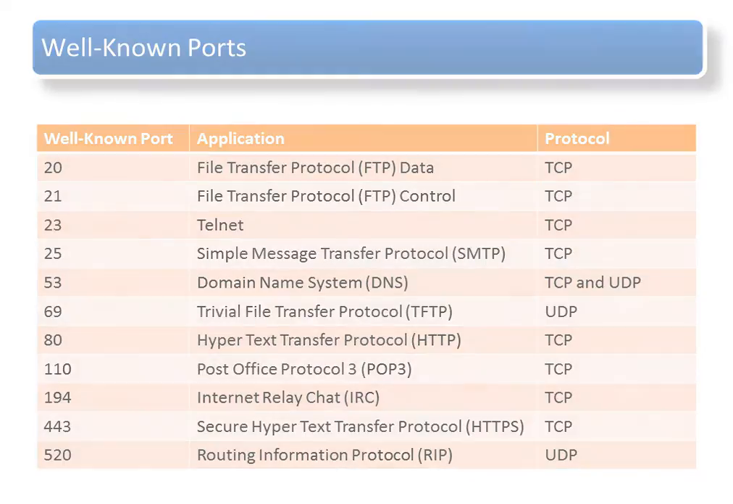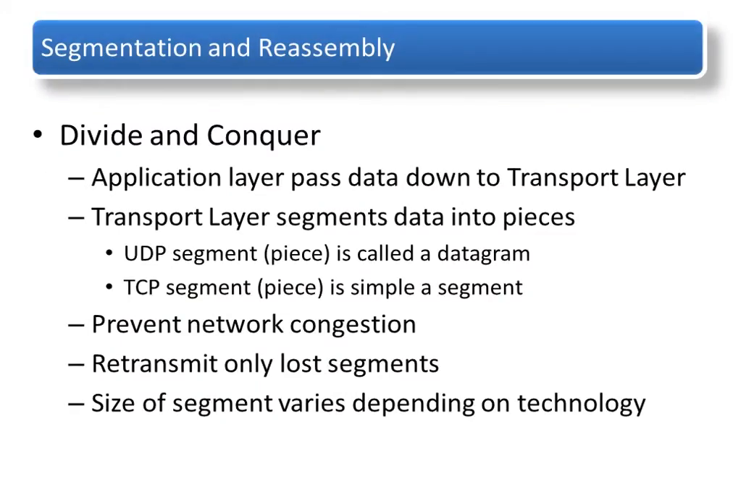Earlier we discussed that the application layer passes data down to the transport layer, and it is here where the encapsulation truly begins. The transport layer breaks the data up into tinier pieces called segments or datagrams. As discussed in a previous screencast, this is to prevent network congestion. Network congestion is avoided because smaller pieces have a higher likelihood of arriving undamaged.